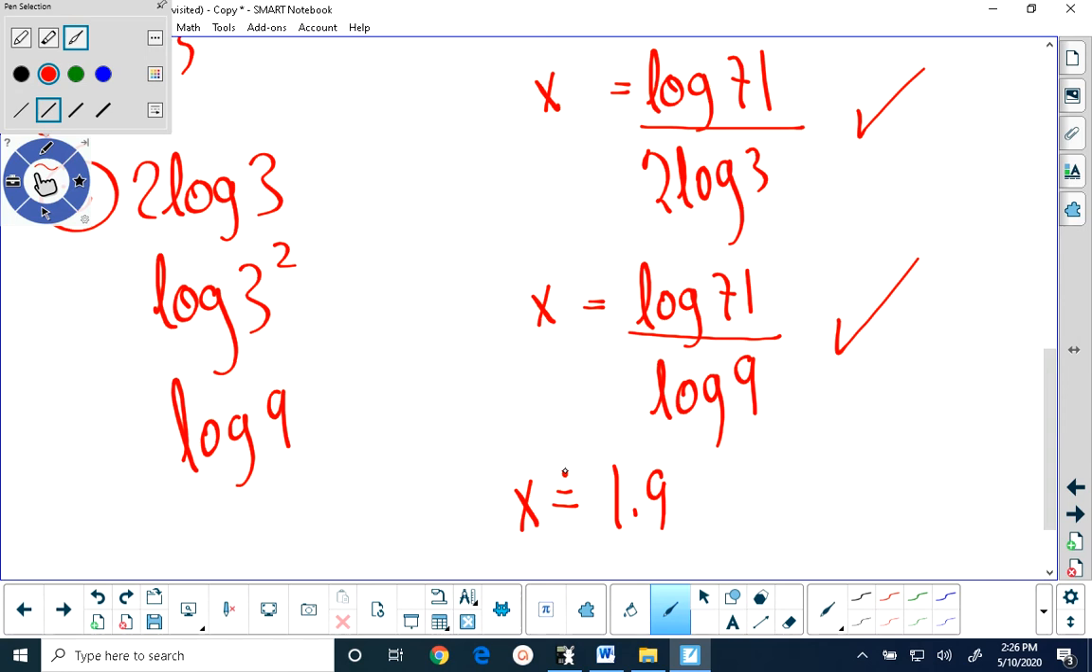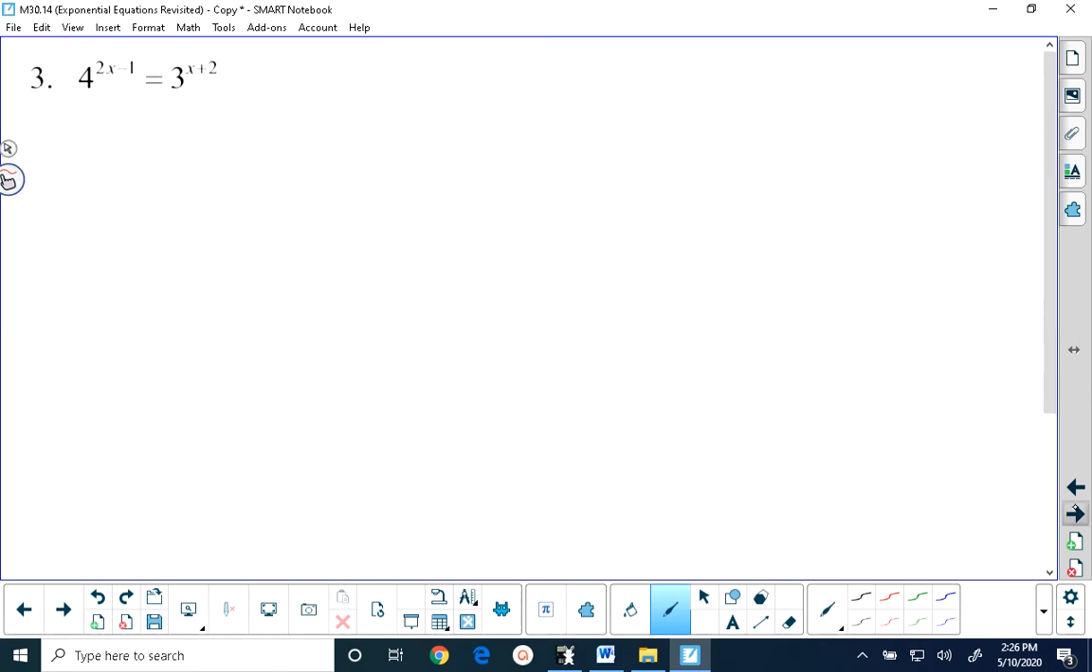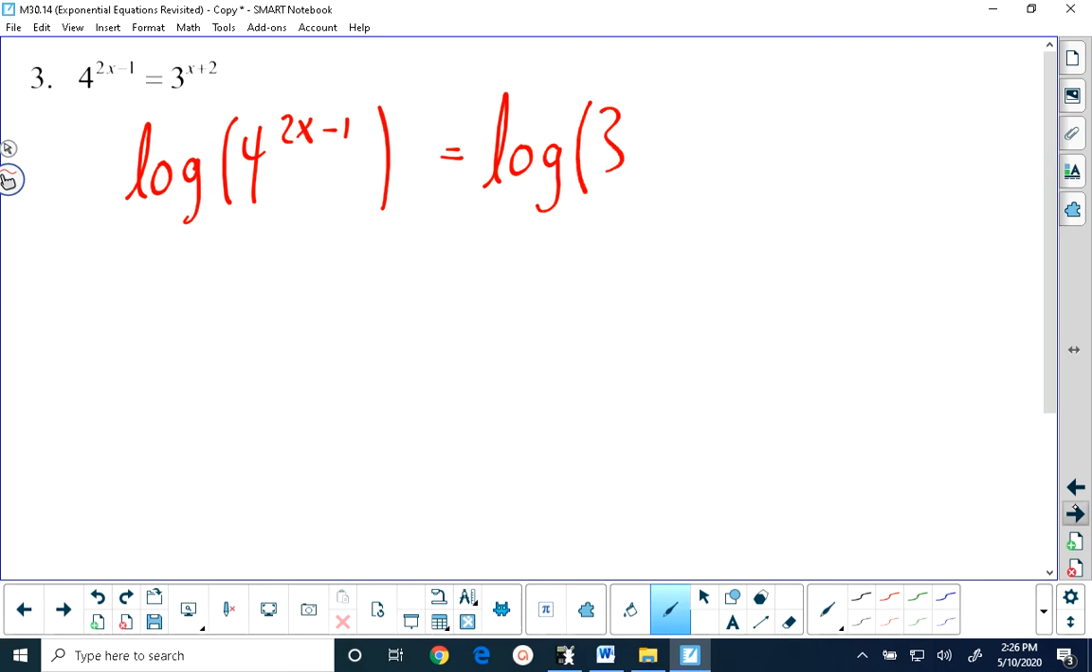We have one more example left. This is the most involved example. It involves the most work. We're going to start off by taking the logarithm of both sides. And then we can move the exponents in front.